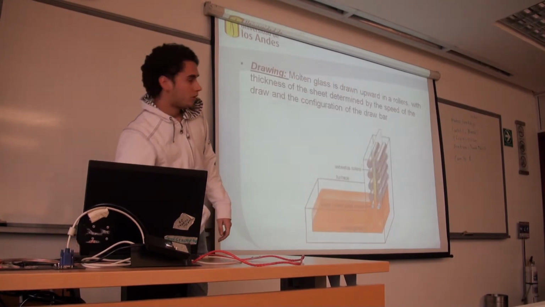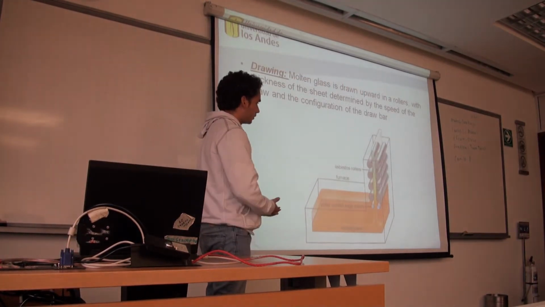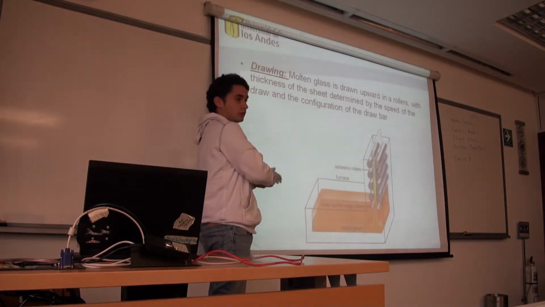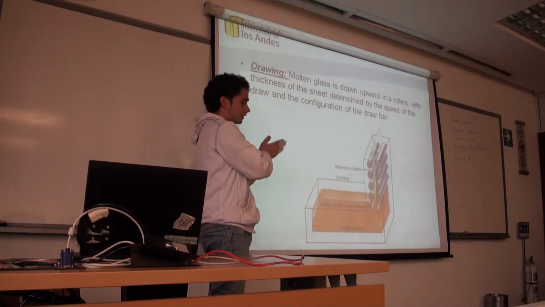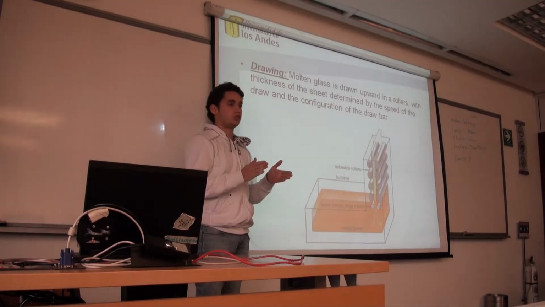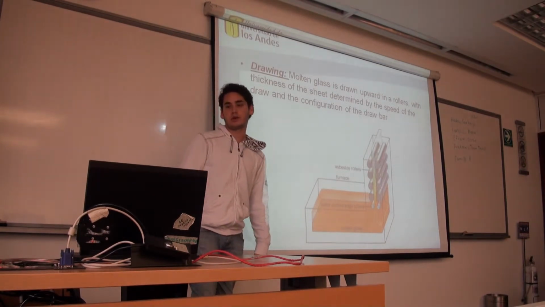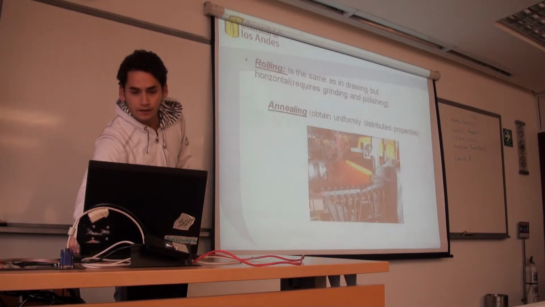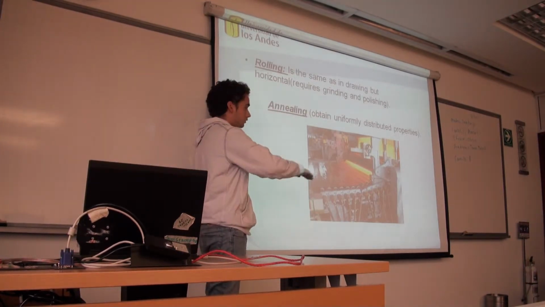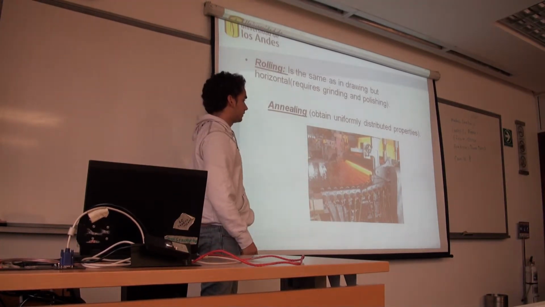The other technique is called drawing. What you do is you pass the melted glass through rollers and you create the flat glass. In this stage, since you're touching the glass with the rollers, you will need extra polishing and grinding of the surface. And the other one is rolling, that is basically the same as drawing, but horizontal, and you create the same. You will need polishing after that.